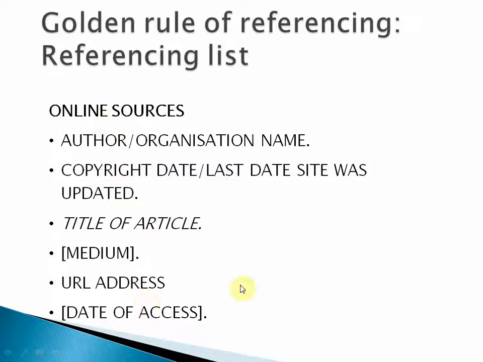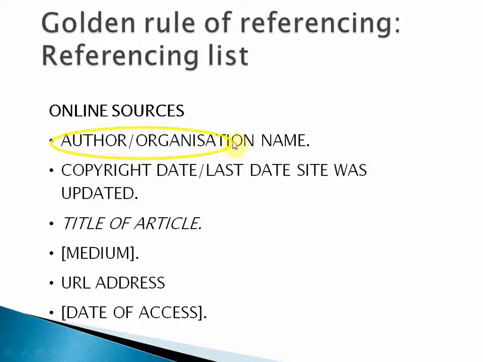Now it's the same as a hard copy. We have the author, we have the date that it was published, the title, so on and so on. But there's a little bit extra in here. So let's go through each one. First of all, you include the author. Now remember when I said in in-text referencing, sometimes the company is the author. Absolutely fine. For this example, we're going to use Microsoft. So let's have a look.